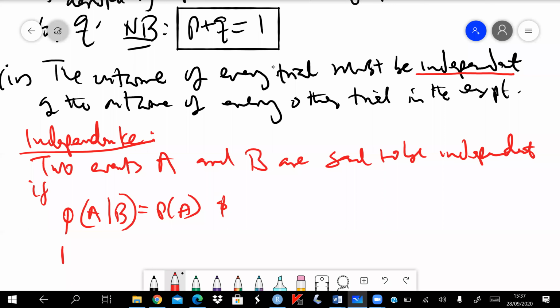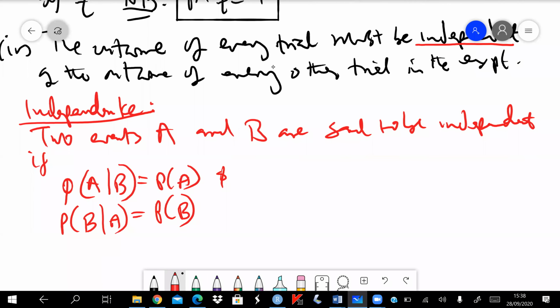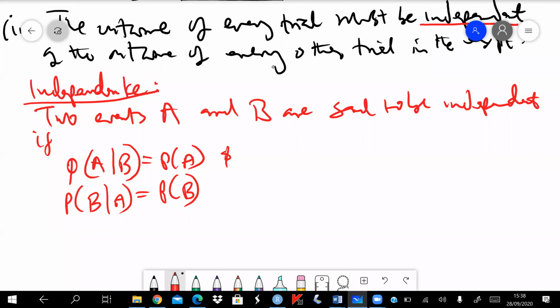And the probability of B, given that A has occurred, is equal to the probability of B. So that means that the occurrence of A does not in any way affect the occurrence of B. So that's the definition of independence. For two events A and B to be independent, that must be true.